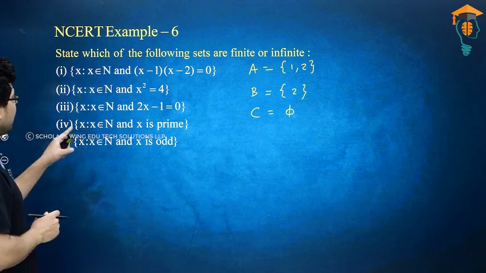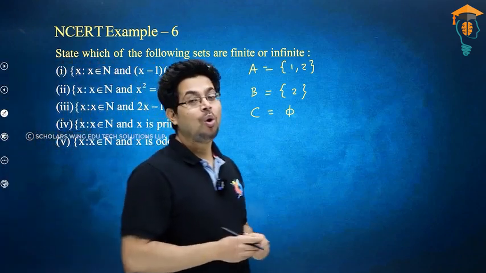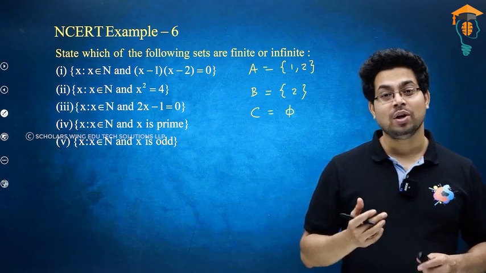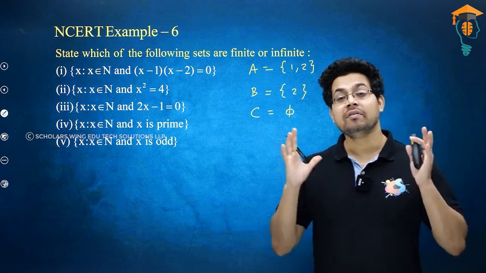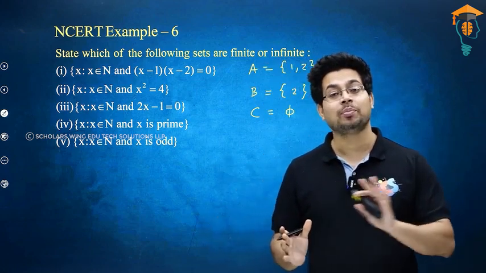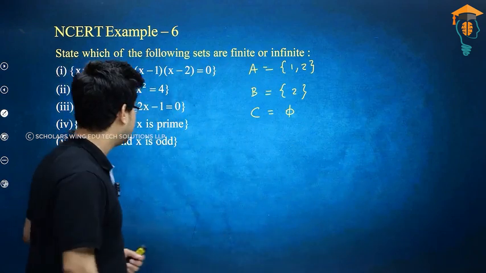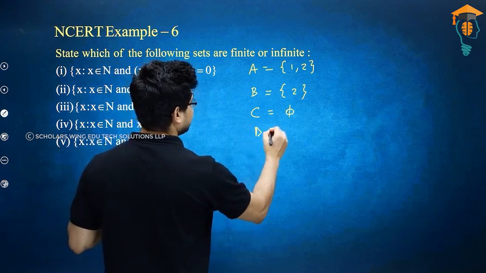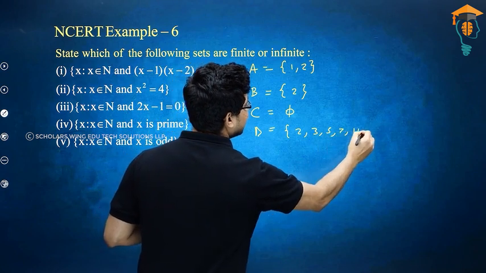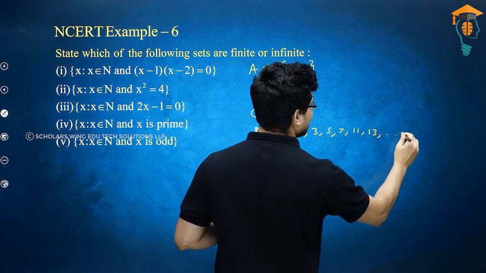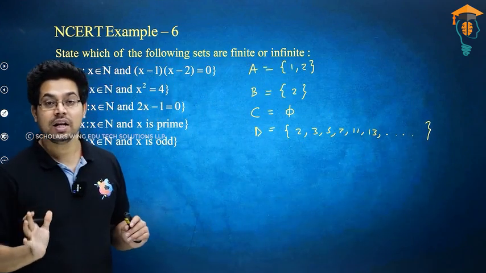All right. Now here we have x belongs to natural numbers and x is prime. Now all prime numbers are also natural numbers, right? And how many prime numbers do we have? We have infinite prime numbers, right? And all the prime numbers are natural numbers. That means it is not a finite set. Let us call this set D. And they will be something like this: 2, 3, 5, 7, 11, 13, and so on. So here we have infinite number of elements. So it is an infinite set.